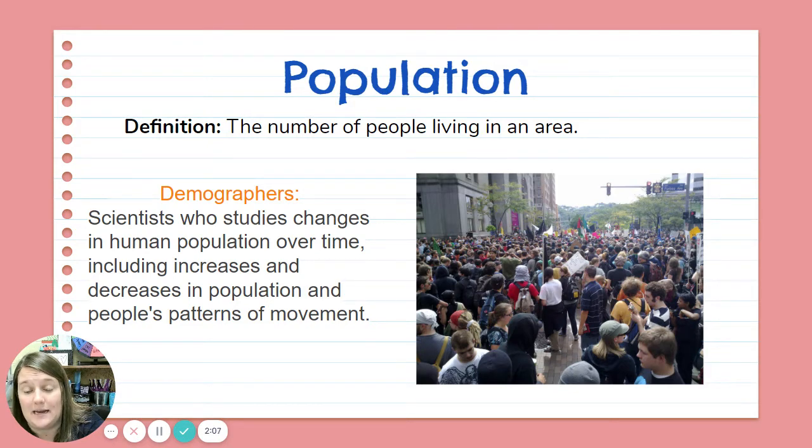A demographer is somebody who studies the changes in human populations over time. They really look at the science of increases and decreases in population and how people move and the patterns of movement. Go ahead and pause this slide and write down the definition of both population and demographers.